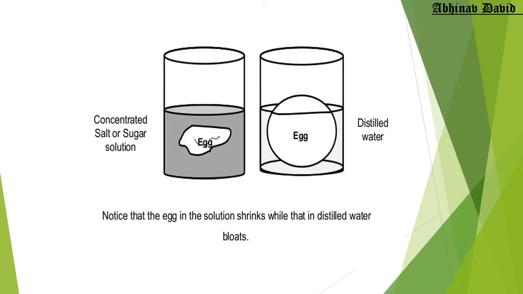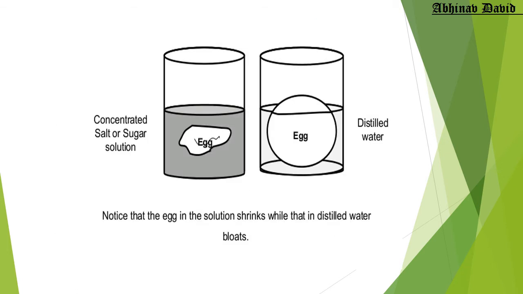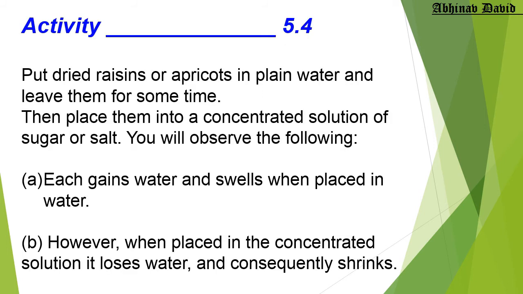Now let us move to activity 5.4. That is a similar activity to activity 5.3. Activity 5.3 is done with the egg, and the egg represents an animal cell. Now we will do this activity with the help of raisins. Raisins, in Hindi we say kishmish. So dried raisins or apricots are used.